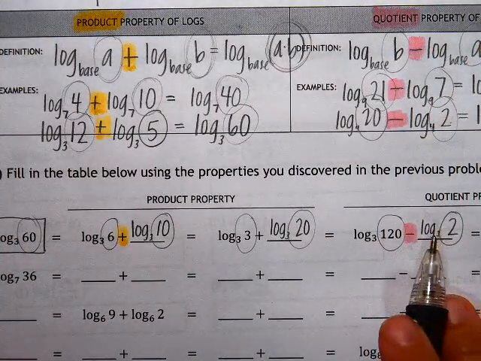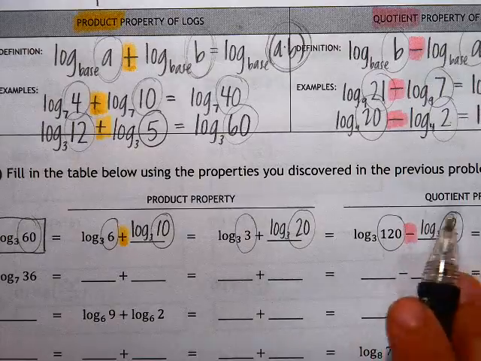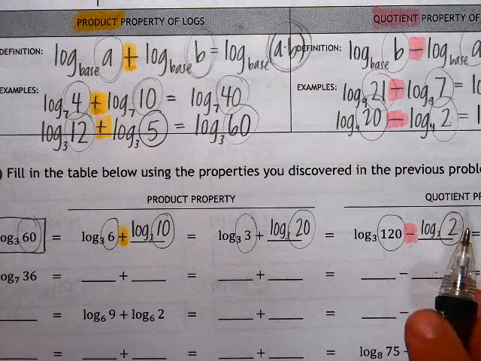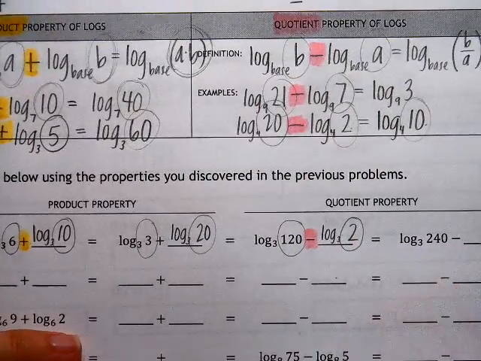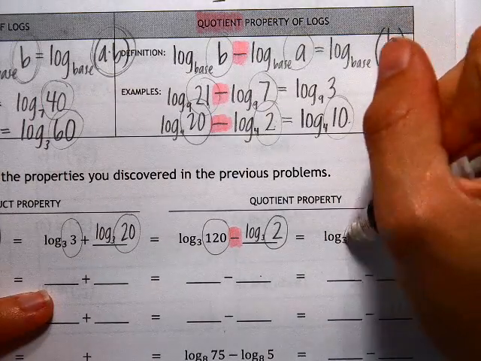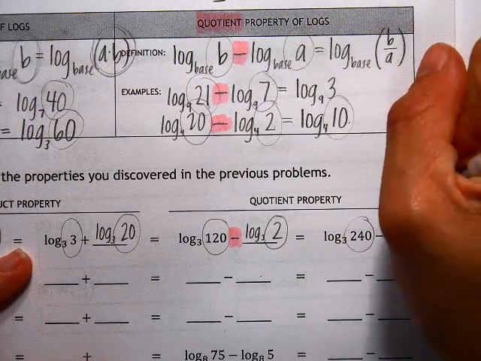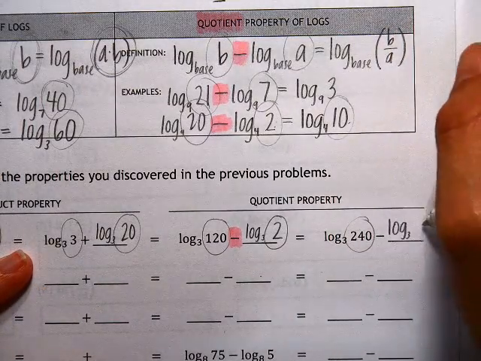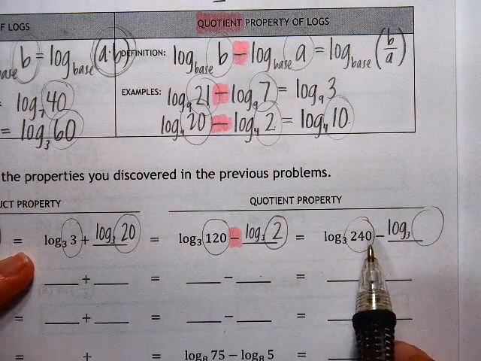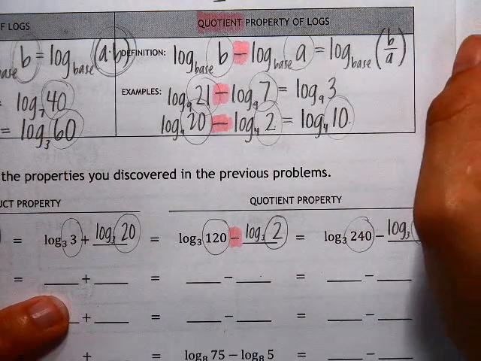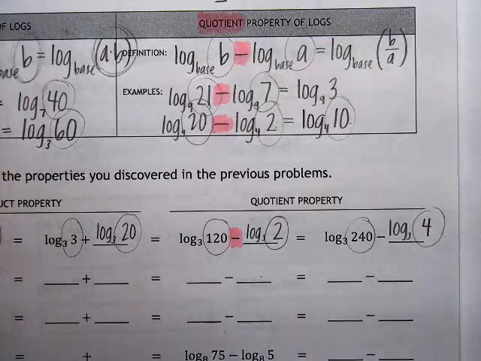So notice we still write the log base 3, but it's the number in the log that is really coming from that quotient. Same thing goes with the last one, 240 divided by something. We know it's going to have to be a log base 3 preceding it, but 240 divided by something is going to have to give us 60. Well, we know that has to be 4.